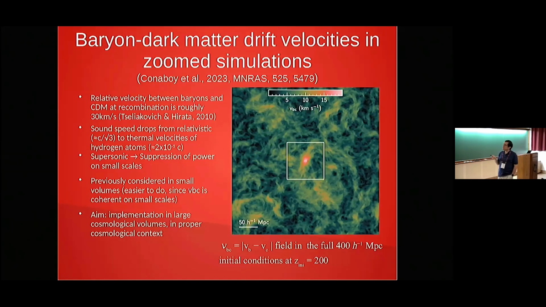The reason for this is that the baryon dark matter drift velocities fluctuate on the 100 megaparsec scale, a very huge scale, as you can see from this map, which is 400 by 400 over h megaparsecs. But of course, it's mostly affecting very small halos, so you want to resolve mini halos in a several hundred megaparsec box, which is really hard. And that's why we needed the zoom simulations. But this kind of problem hasn't been solved before, as far as we know. So that's what our goal was in this work.